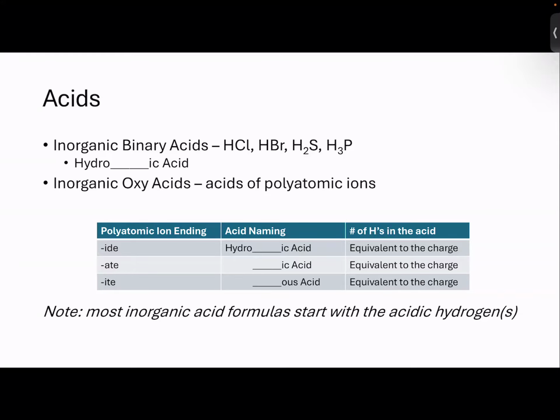Now, when you're looking at an acid, especially the inorganic acids, the formula will start with the acidic hydrogen. So HCl, that H at the very beginning of the formula is your acidic hydrogen. H2SO4, those two hydrogens at the beginning of the formula are your acidic hydrogens. HCN, the hydrogen at the beginning of the formula is your acidic hydrogen.